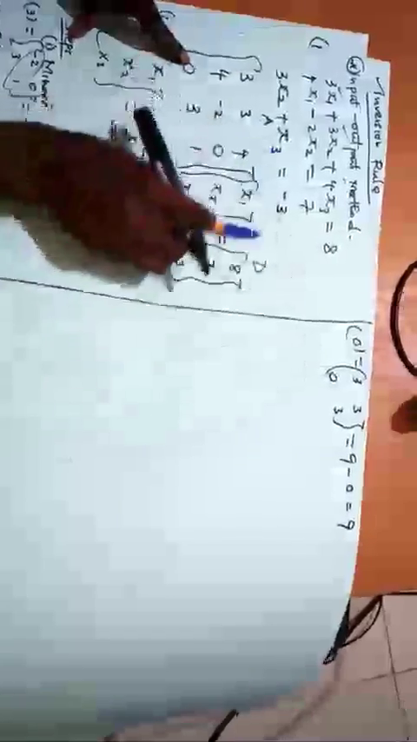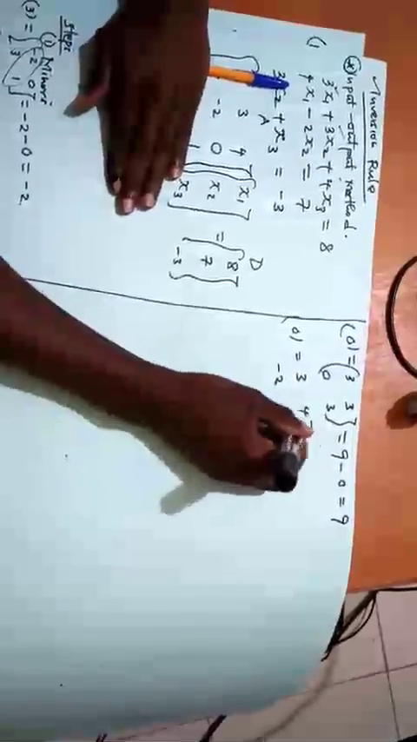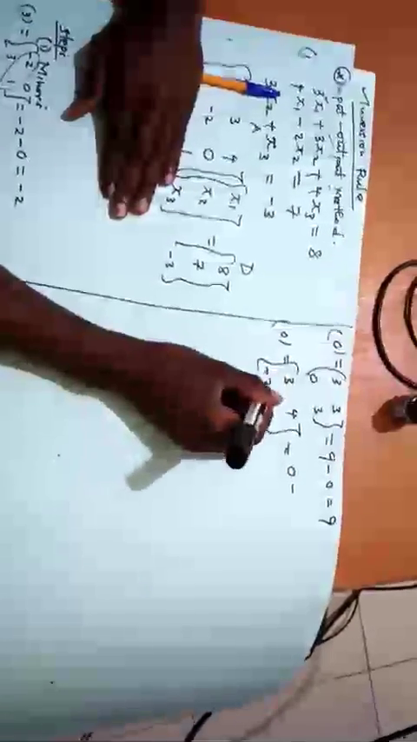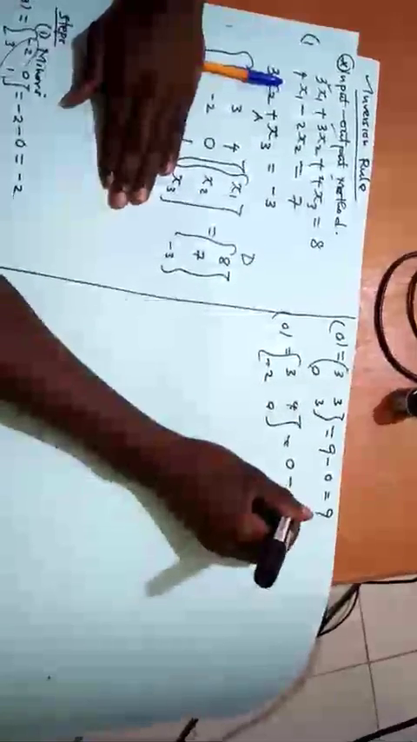Now we come for the minor for this 0 now. So when you stand here, you cross this and you cross the 2, then you are going to have 3, 4, negative 2, 0. And in that case, we are going to have 3 times 0, which is 0. Then we are subtracting negative 2 and 4, that is negative 8. So it is going to be 8.